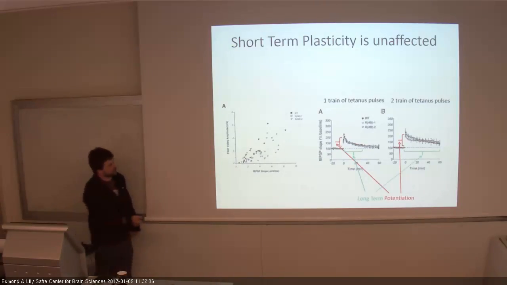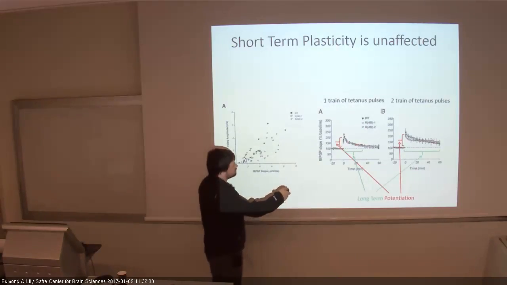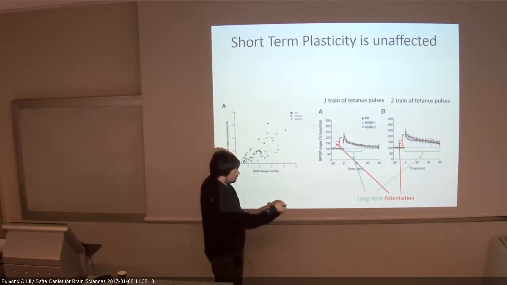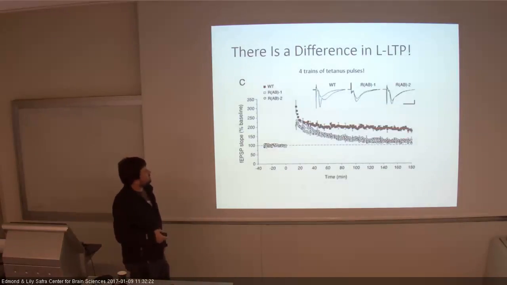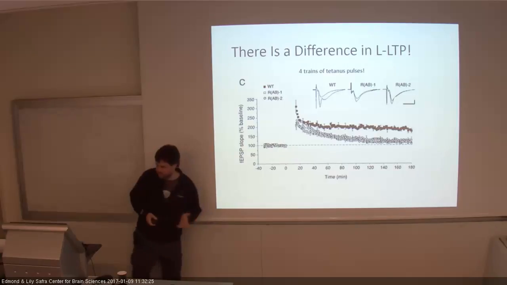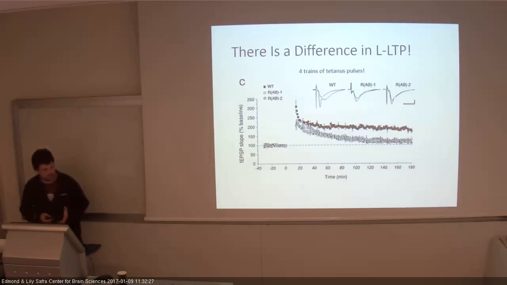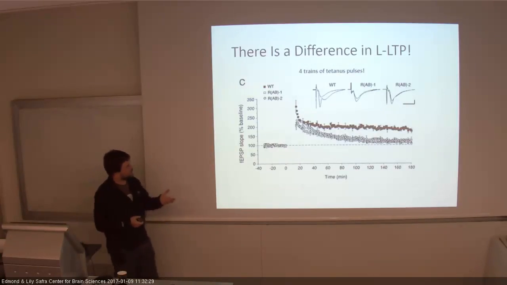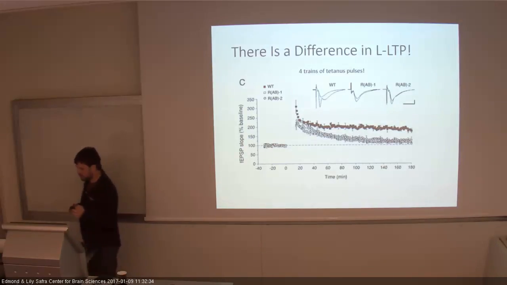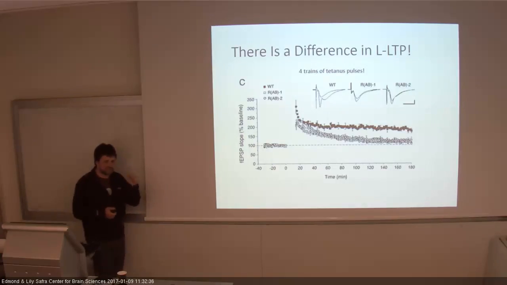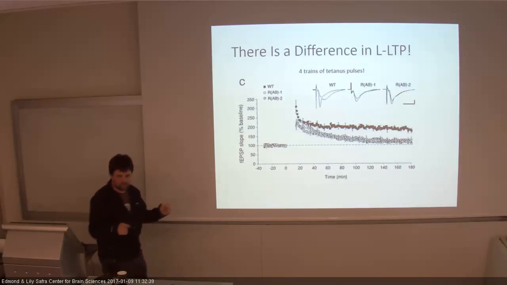Okay, so you see that in all these cases you have a nice potentiation and then a decay after 60 minutes if you give one pulse, and if you give two trains of tetanus pulses, then you have a decay that is more or less 90 minutes. But there is a difference if you give four tetanus pulses. And when you think about it, it's pretty strange, the fact that there is such a precise number that triggers a totally different response.